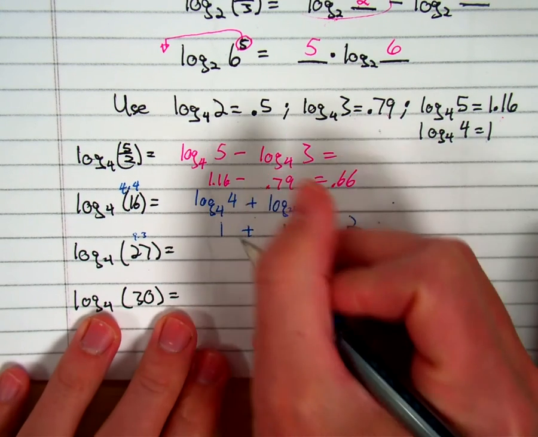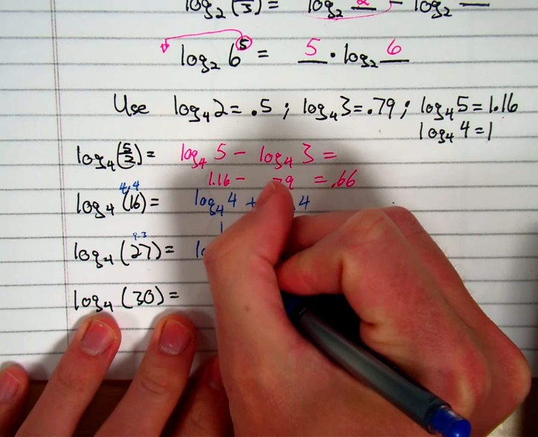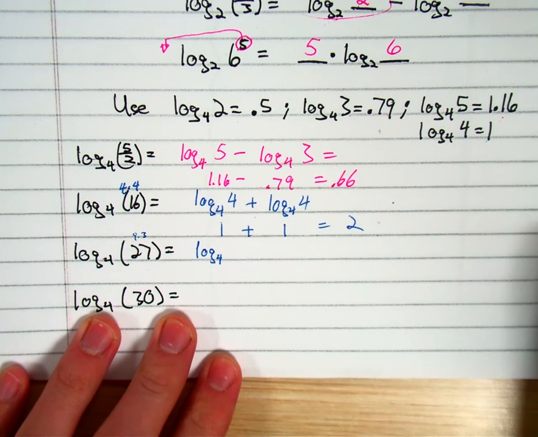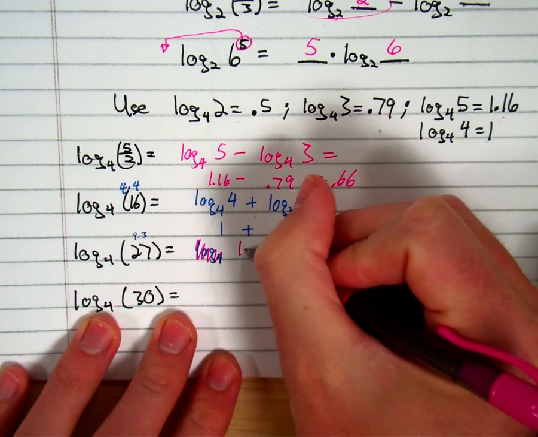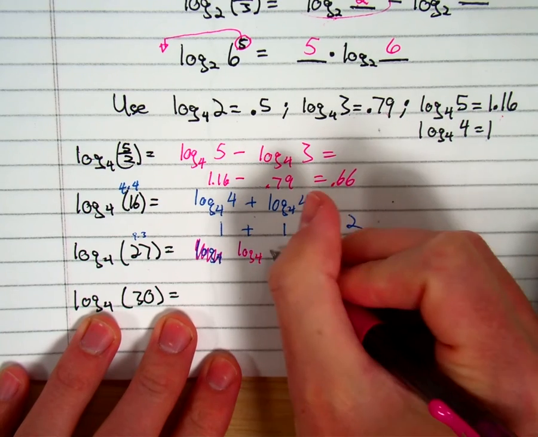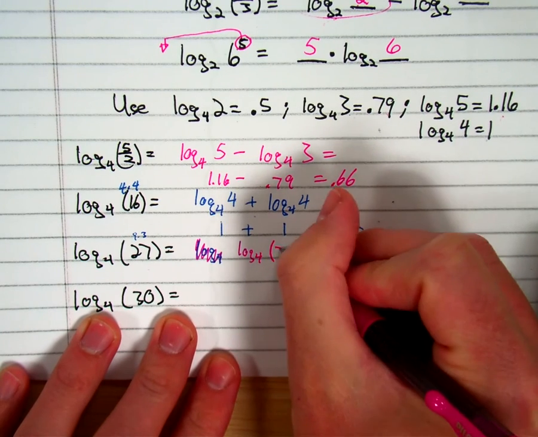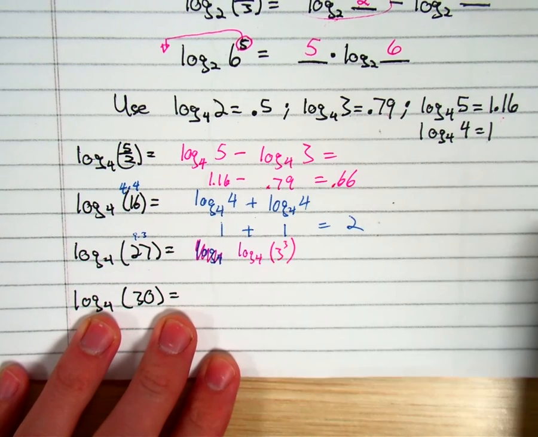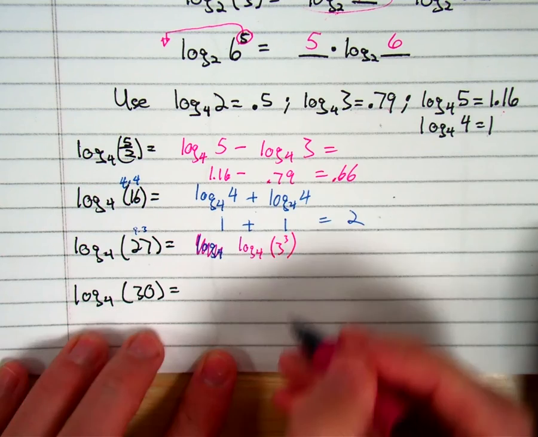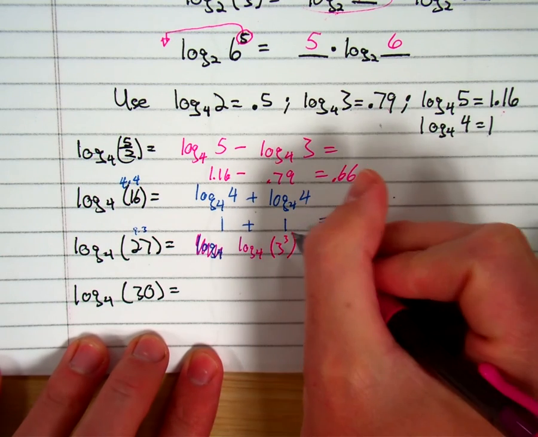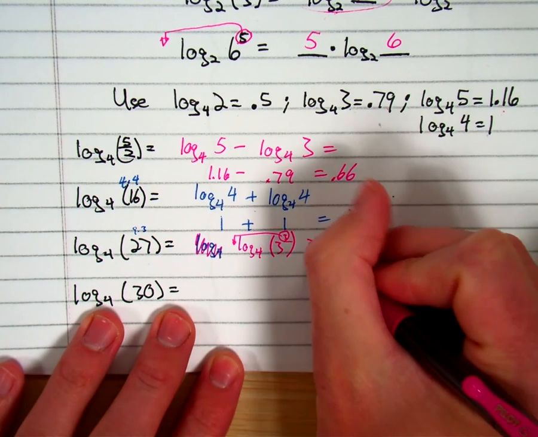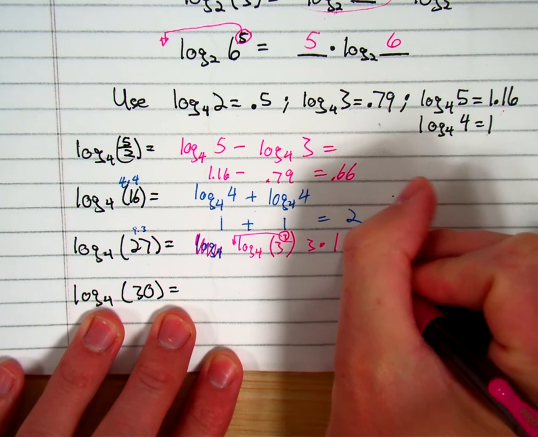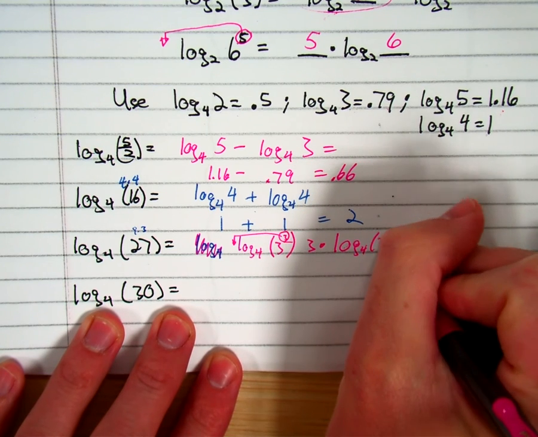This is going to be a power one. This is log base 4. Oops, let's switch over to pink. Log base 4 of 27 is 3 cubed. So we're reviewing that power property. This 3 can come down in front. 3 times log base 4 of 3.